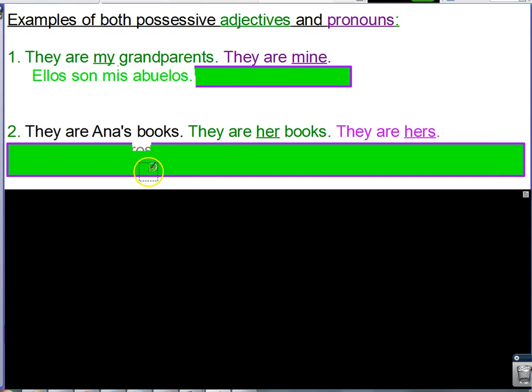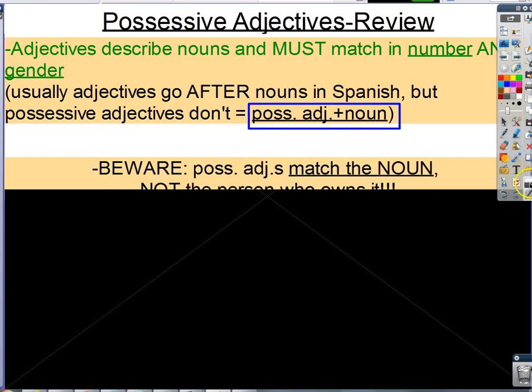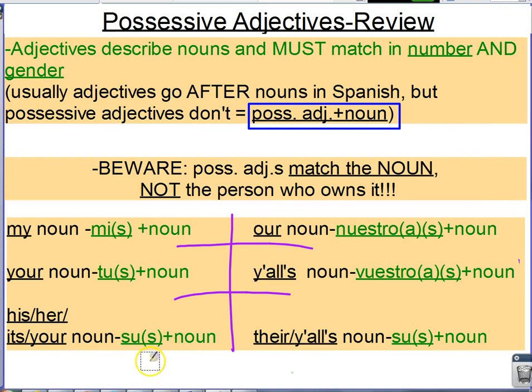Next, they are Anna's books. We're using an apostrophe S in English. In Spanish, we can't, so we have to rephrase it to say they are the books of Anna. But again, inanimate object, so we don't really want ellos. They are her books. Again, we don't really want ellos. Inanimate object. Are her books, sus libros. We pick sus because if we're saying her, we need to be in this box, and sus has to match libros. So that's why it is what it is.